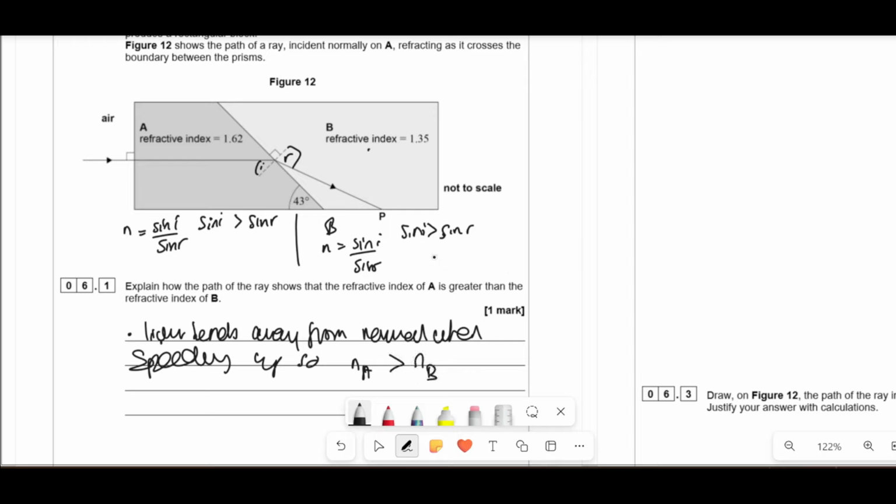And also we can say that mathematically as well, that we can see that this R is bigger than its I. So sine I over sine R means that because the R is bigger than I, it's got to have a smaller refractive index compared to this. So there's that way around it too.